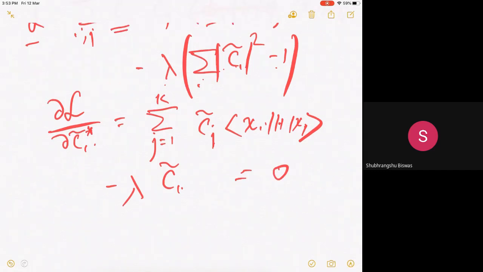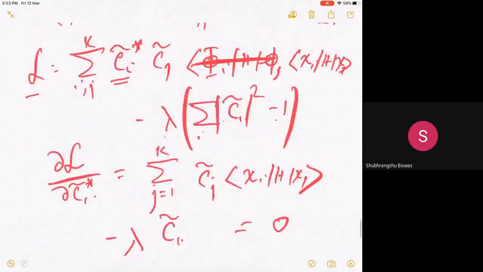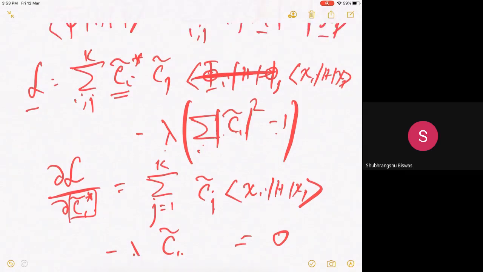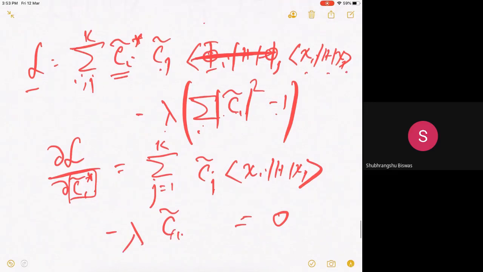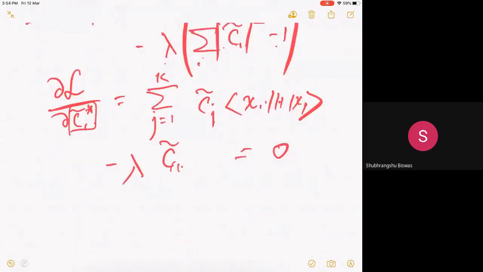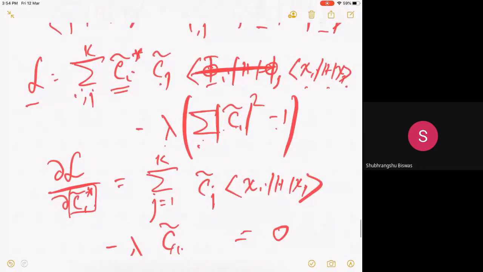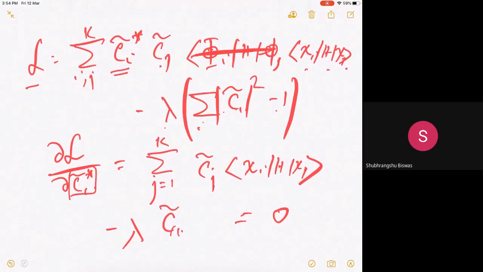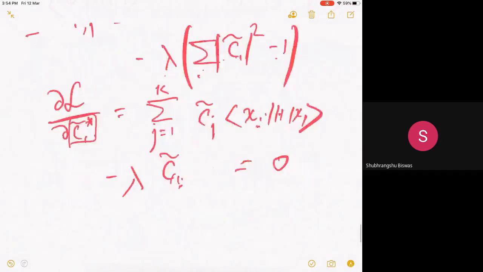Is it clear? I think you have done very similar things in Hartree-Fock, so I'm just quickly doing it. I am taking out a particular c_i tilde star. This can be c_k tilde star, it doesn't matter. So you get the sum over j of c_j tilde times the matrix element of chi I, h, chi j, equal to lambda times only c_i tilde. Since I is a dummy variable, some people don't like to call it I. You can call it anything else. The same thing will happen here, I will be replaced by that, but it does not matter.